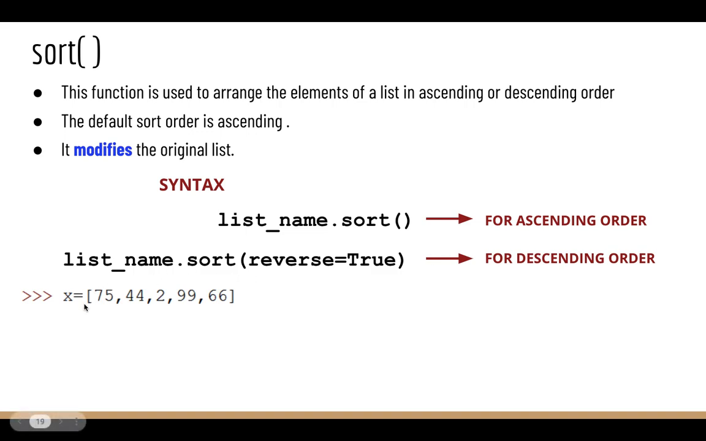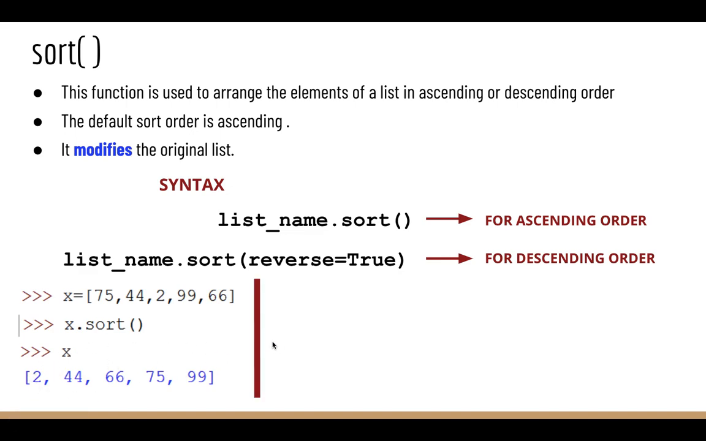So let's say I have a list X with these elements. If I type X.sort(), what will it do? It will sort the elements of this list in ascending order. As you can see here, 22, 44, 66, 75 and 99. Previously the original list was not sorted in any order, and it has modified the original list.